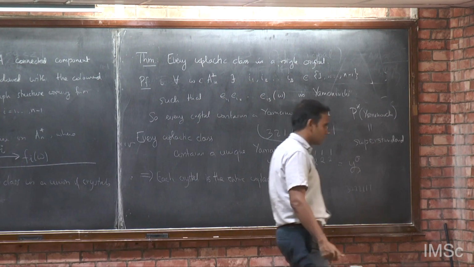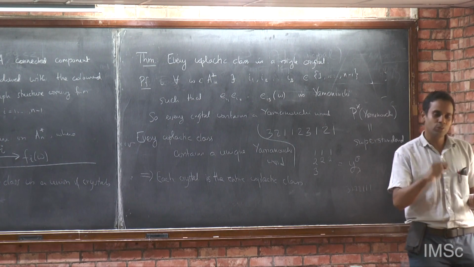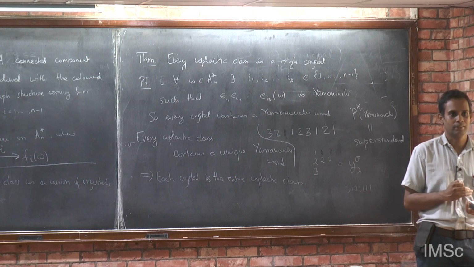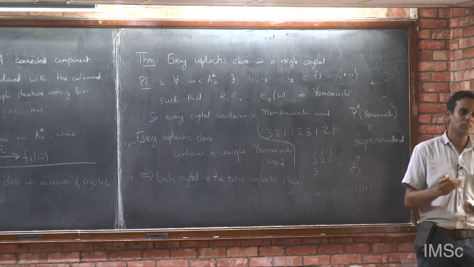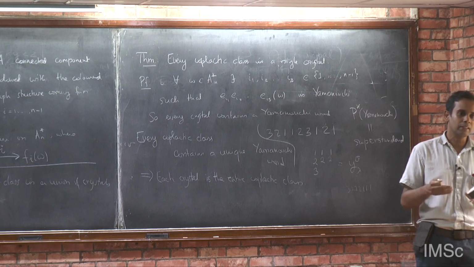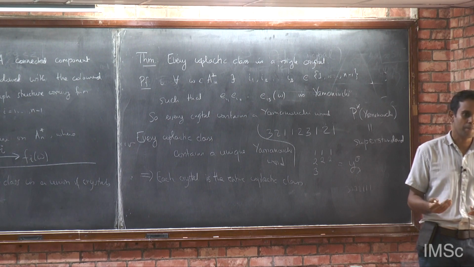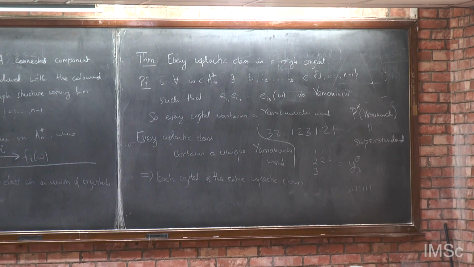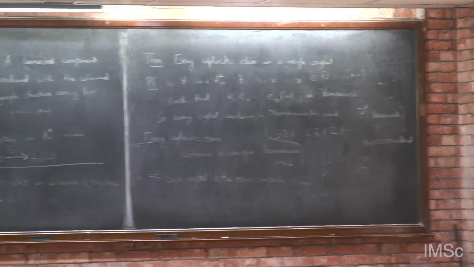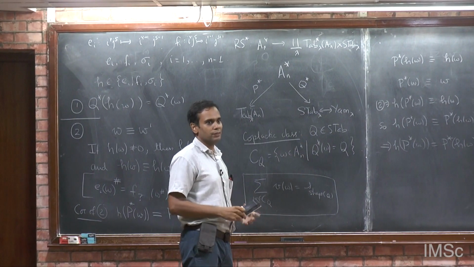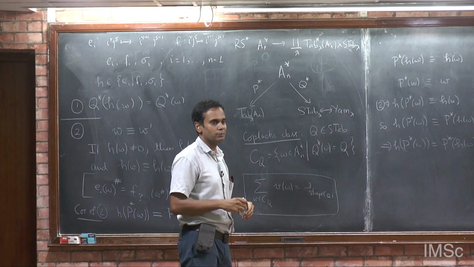Coplactic classes will have a unique dominant word and all the other words will be derived from it by the crystal operations. Its coplactic class will consist of one model for the representation V lambda, namely the semi-standard Young tableau. And there is one model for each Yamanouchi word. So you can think of these models as indexed by Yamanouchi words. This was Robinson's original conception of this thing.